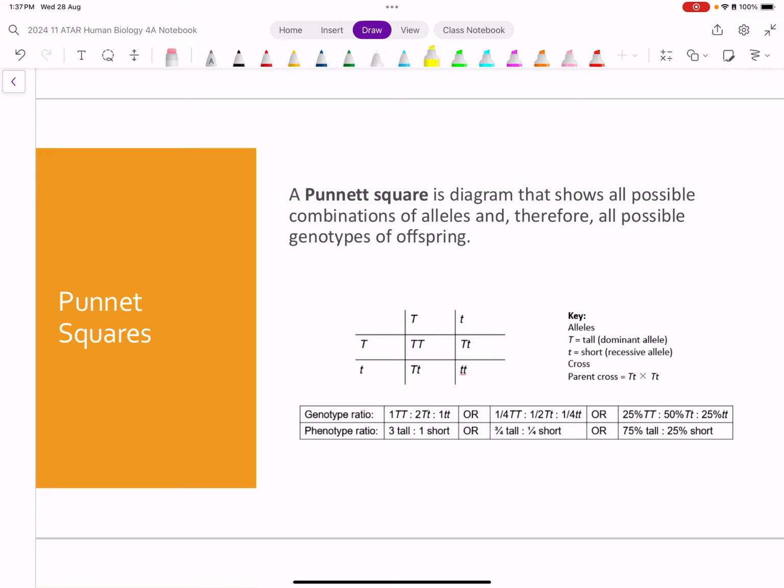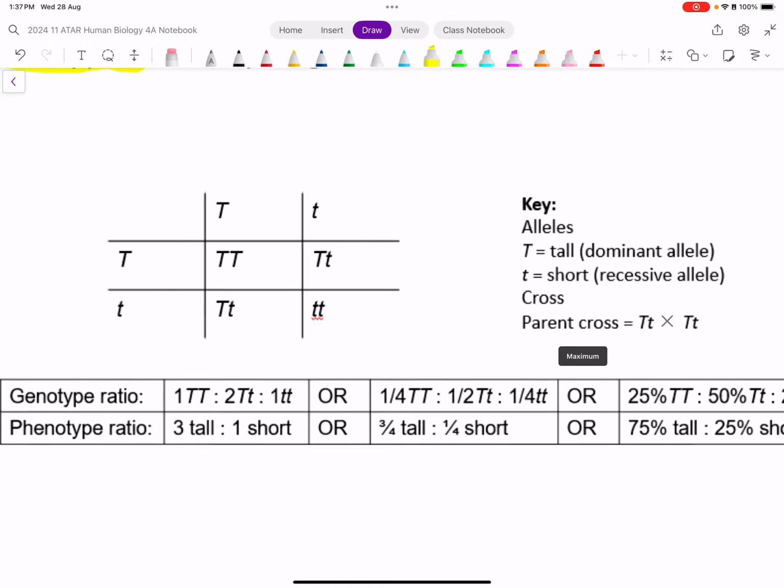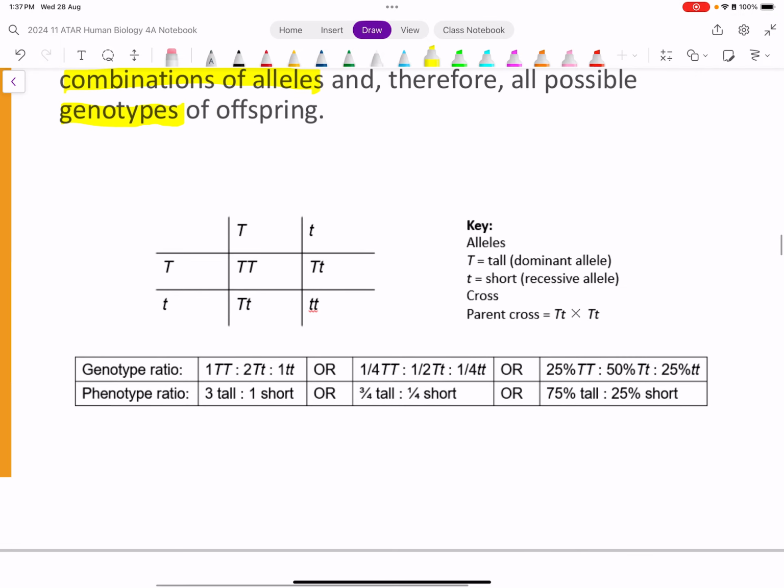So very simply, a Punnett square is a diagram that we use to show the possible combinations of alleles and genotypes of offspring. So I've got an example of a Punnett square here, and this Punnett square is used to show tall versus short, and we can assume that maybe this is talking about plants.